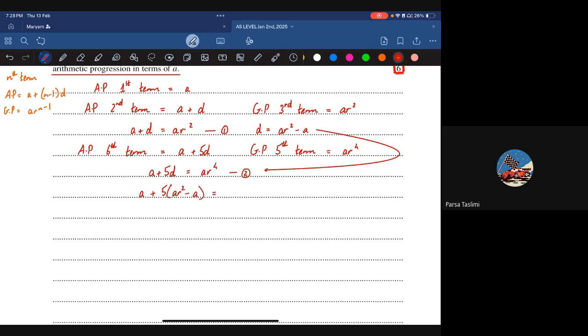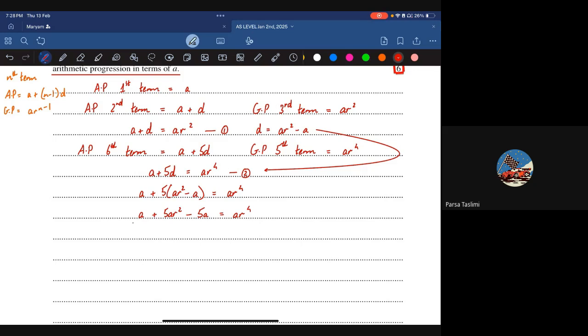minus A is equal to AR raised to the power 4. Clear, partner? A bit of manipulation is going to occur over here. Obviously, I'm going to expand it. So it's going to be A plus 5AR squared minus 5A is equal to AR raised to the power 4.